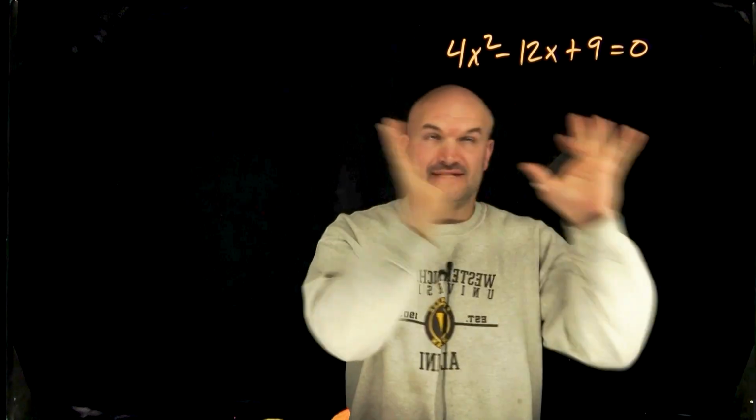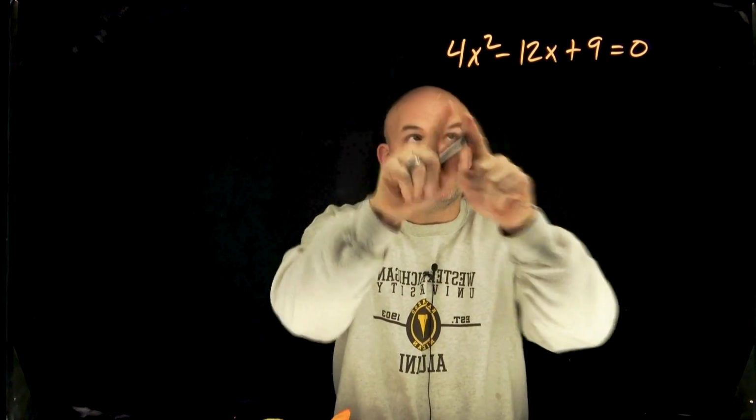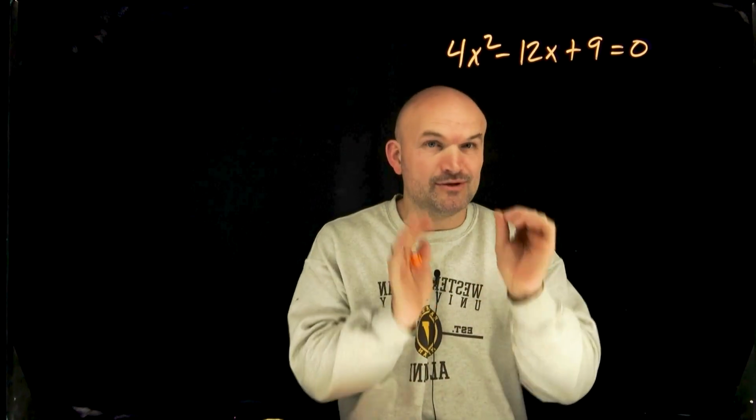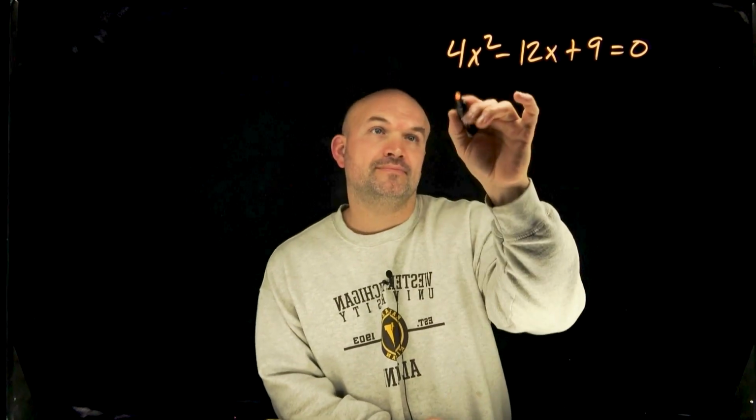It's set equal to 0. It's in our standard form. We can easily identify our a, b, and c, right? The coefficient of our quadratic, the coefficient of our linear, and then our constant. Let's go ahead and write those down, and then I'll get into how you can easily identify the type of solutions of your quadratic.